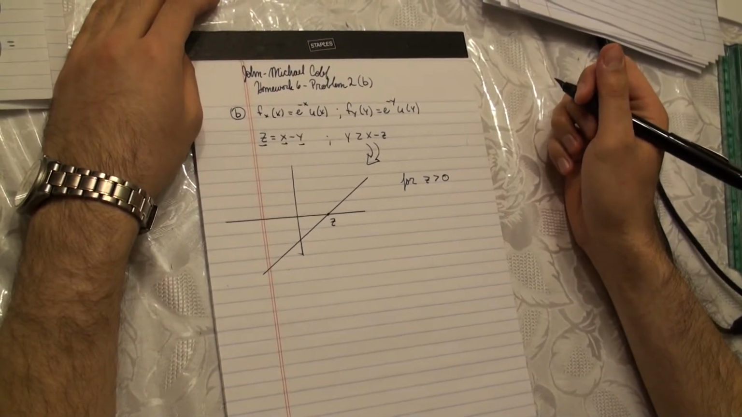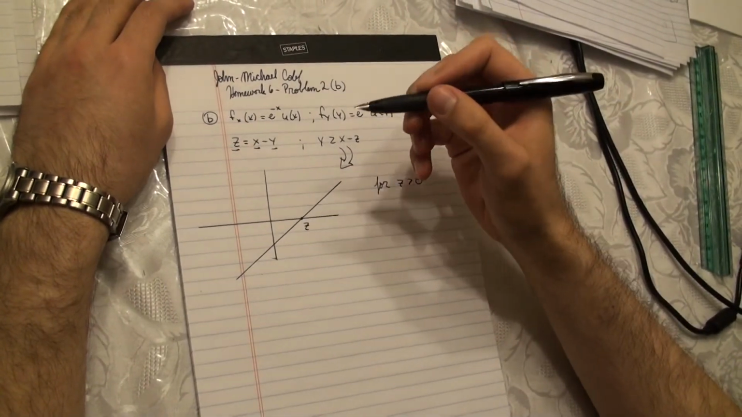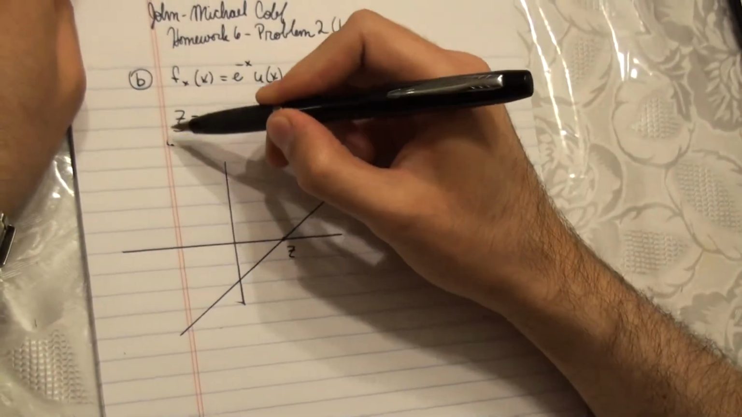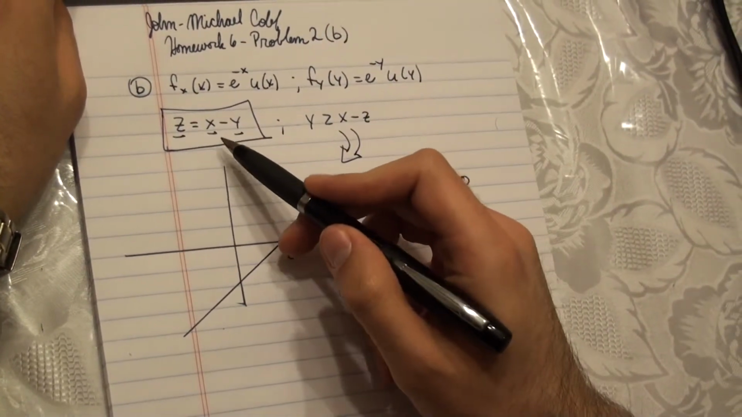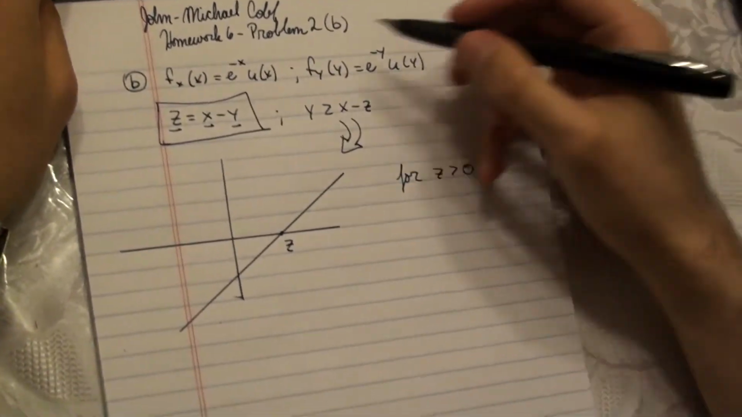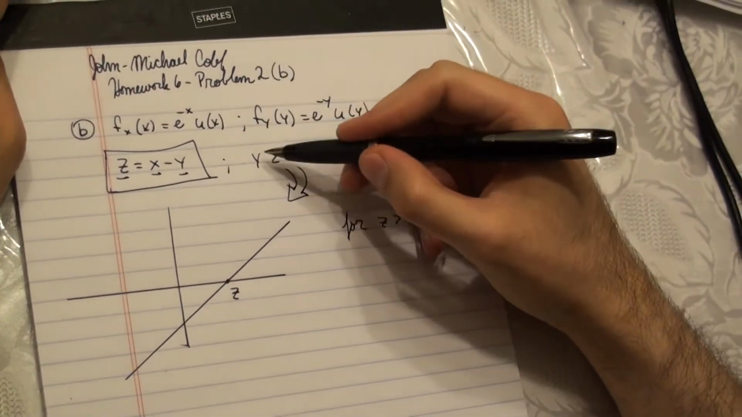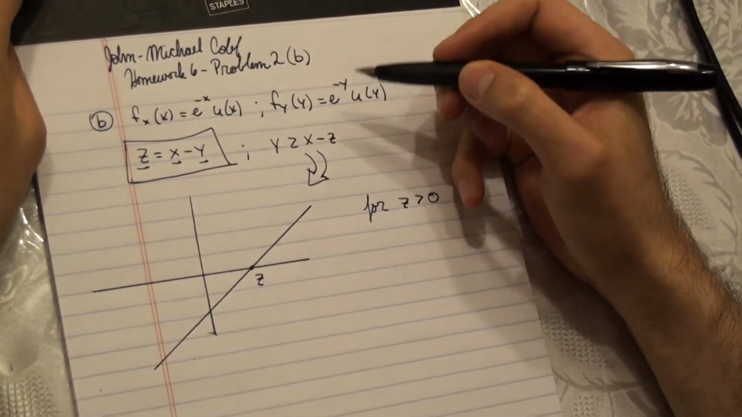Okay, so part B, we are asked to find the PDF for this random variable here. So in part A, we had x plus y. Here we have x minus y. So again, we can do the same thing where we solve for y. So that means y is greater than or equal to x minus z.